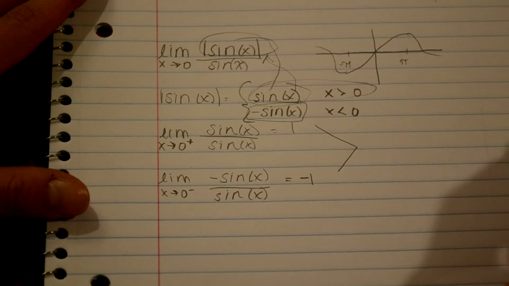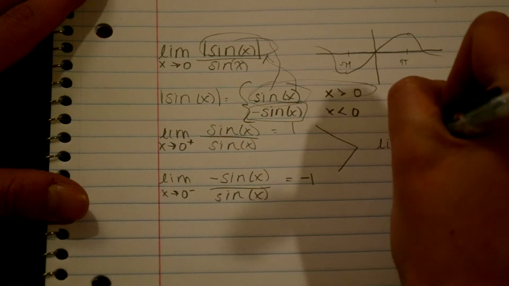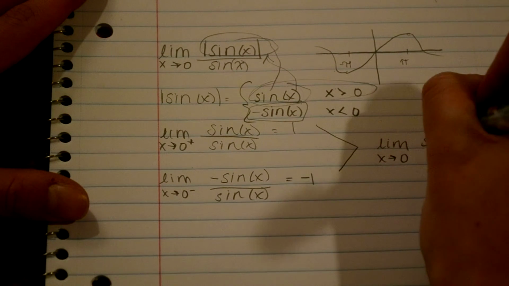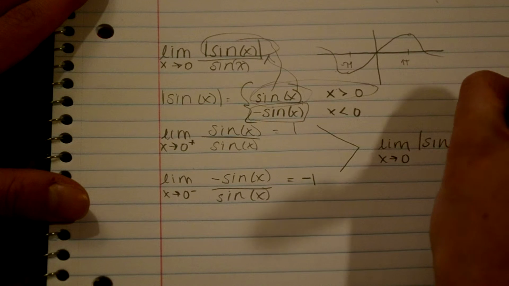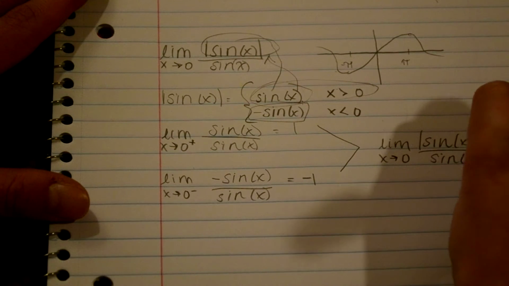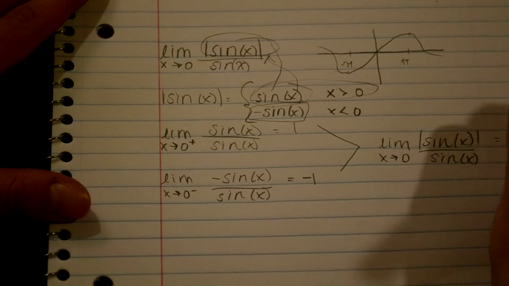Since these two are not the same value, the limit as x approaches 0 of absolute value of sine x over sine x does not exist.